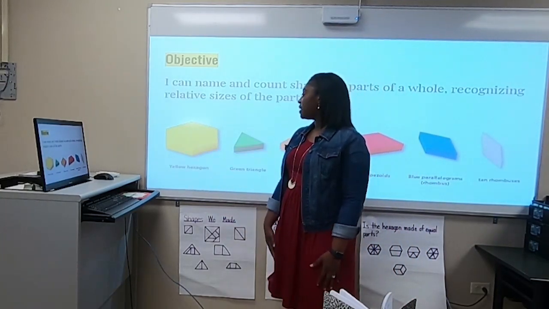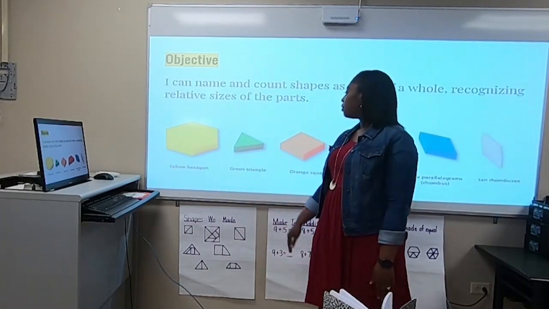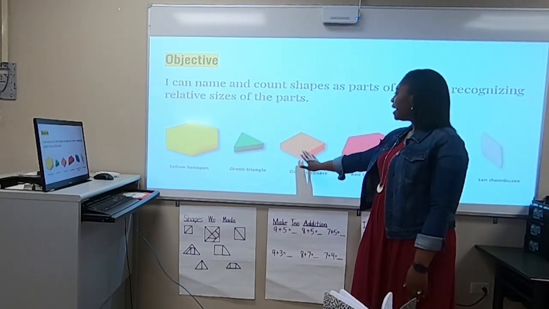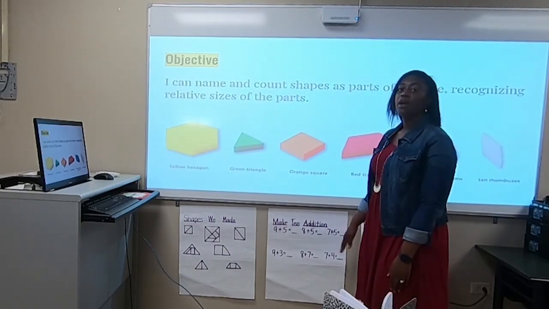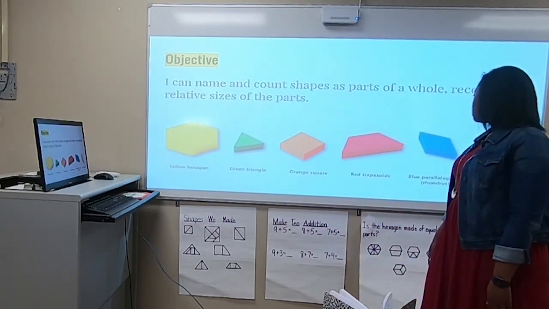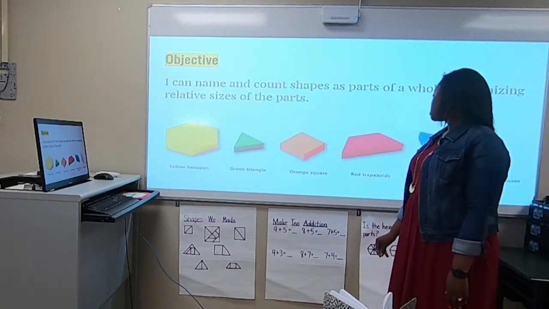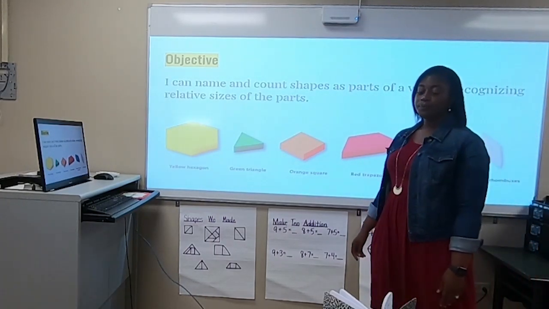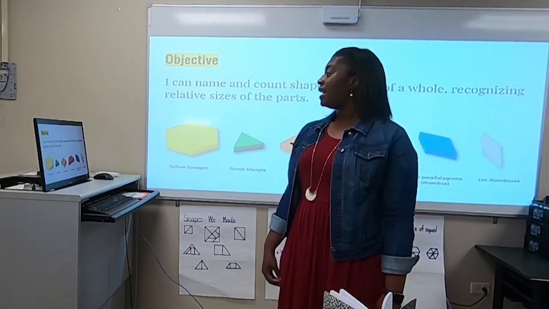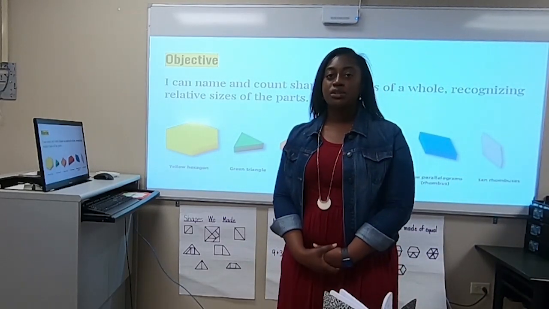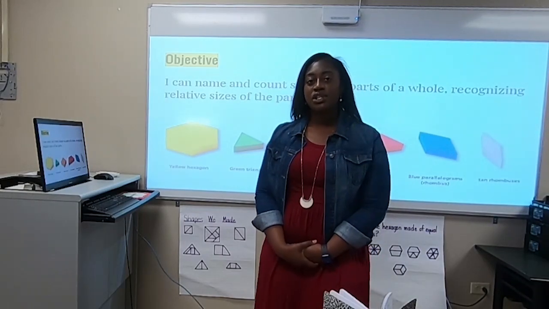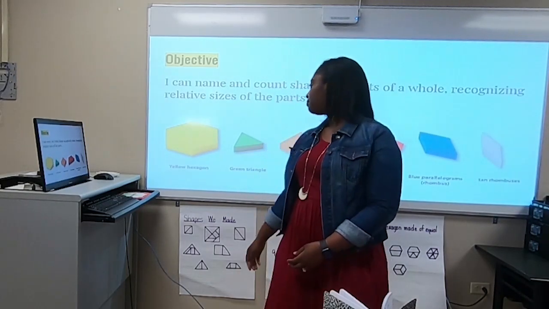We have a yellow hexagon, we have a green triangle, an orange square, a red trapezoid, a blue parallelogram, also known as a rhombus, and a tan rhombus. Again, as we look at these shapes, these are two-dimensional shapes, and these shapes are flat shapes.